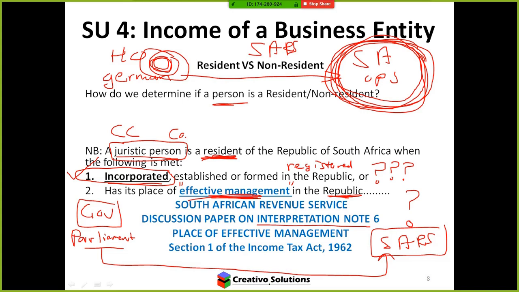Remember, the rules are set here, SARS are there. It's completely separate. So what does SARS do? Sometimes they've got to interpret the law. SARS has to interpret what government has laid out in terms of rules and laws, and then they have to apply it. That's why you get these discussion papers, these interpretation notes, these practice notes. Practice notes and interpretation notes are basically the same thing. It's SARS's view on the legislation. SARS is giving us an indication of how they're going to apply the rule of law.